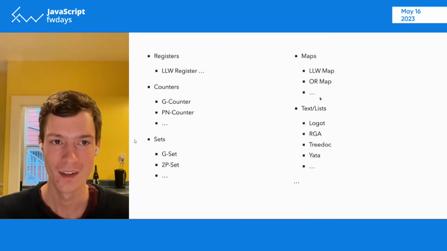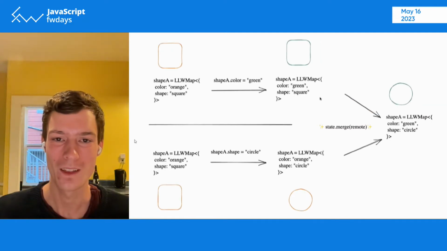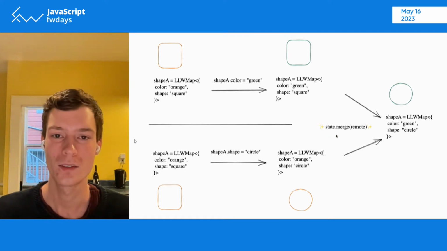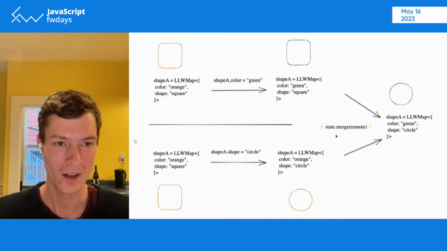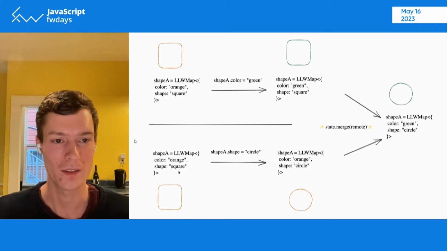So what does a CRDT actually look like? What am I talking about here? Let's show a concrete example: a last write wins map. Why a last write wins map? Because if you had used the last write wins map in the previous example, you actually would have ended up with the correct state. So one thing we can do to make this work is, instead of storing the shape as a plain JSON object, we store it as a last write wins map.